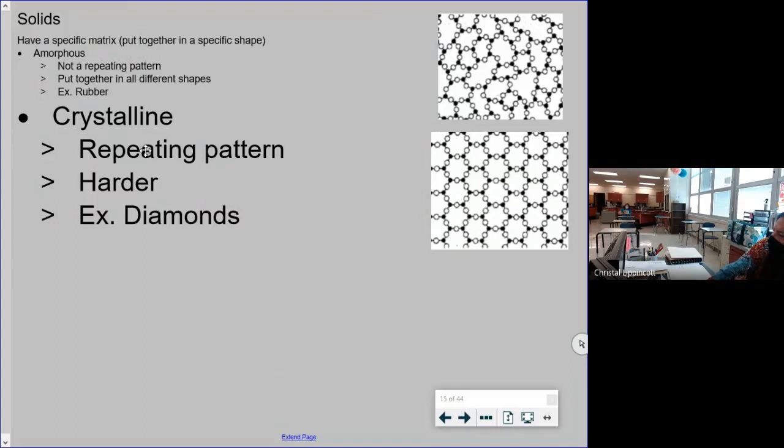We also have a crystalline pattern. So this was all already written on there. That's why I made it smaller. And then this is the bigger one. But you can see the difference between these two images. This is your amorphous. This is your crystalline. See that mishmash here, random, versus a very defined repeating pattern.